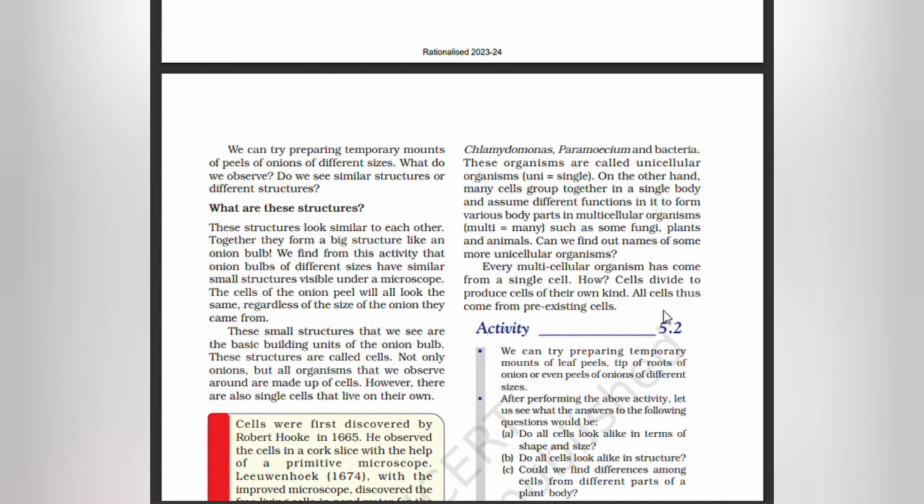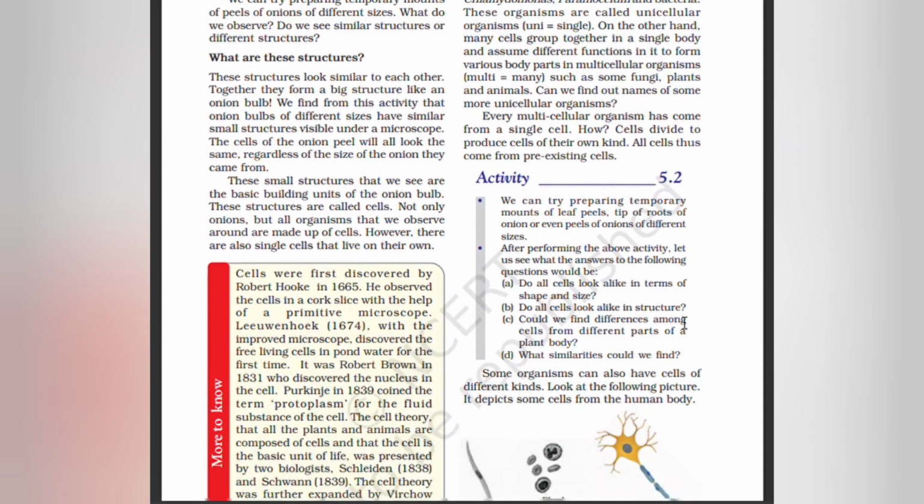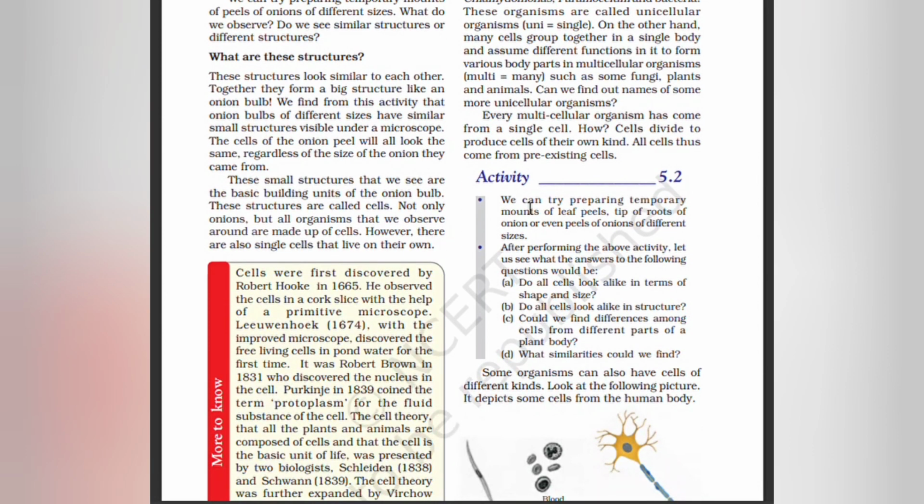Cells divide to produce cells of their own kind. All cells thus come from pre-existing cells. We can try preparing a temporary mount of leaf peels, tip of roots of onion, even peels of onion of different sizes. After performing the above activity, let us see what the answers to the following questions would be.